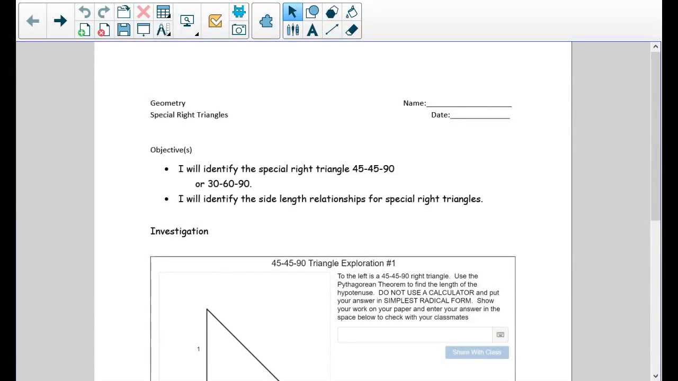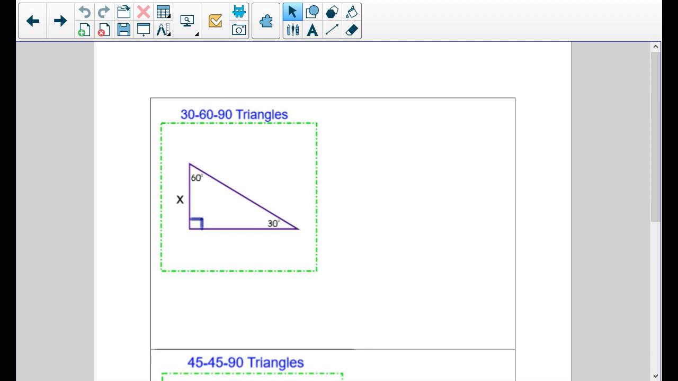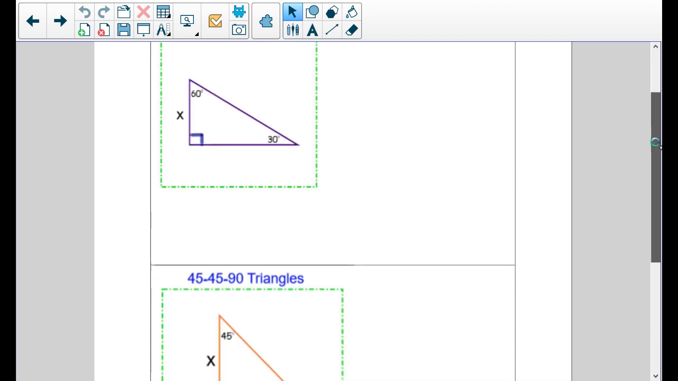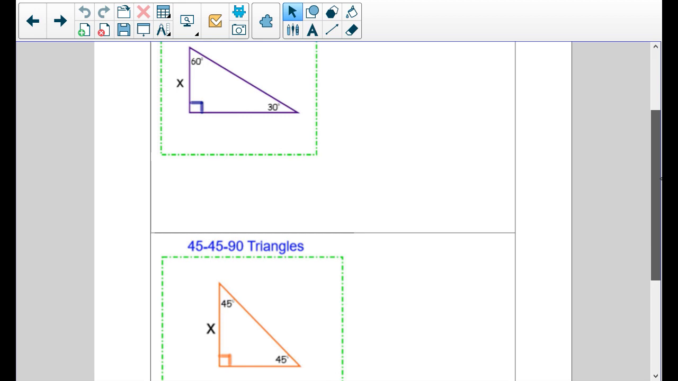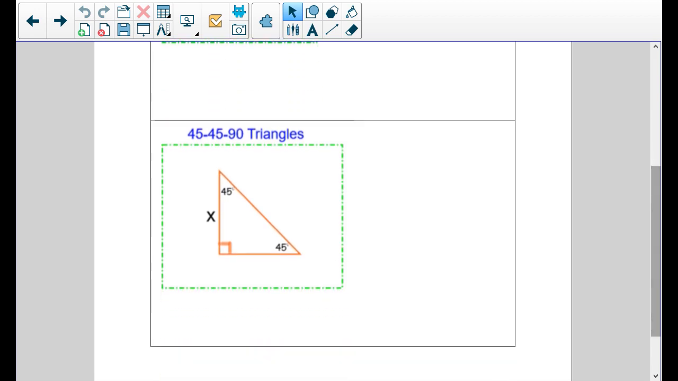Okay, so yesterday we talked about the special right triangles. We did the little investigation. So flip to the last page of the notes. Okay, so the last page of the notes should look like this. So let's talk about this 45, 45, 90 triangle real quick first.